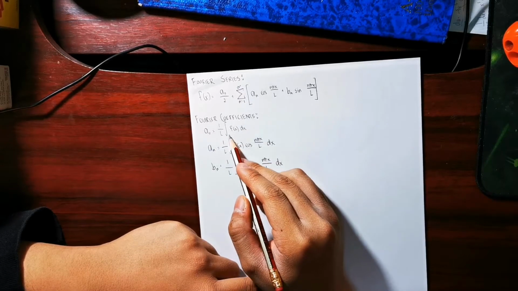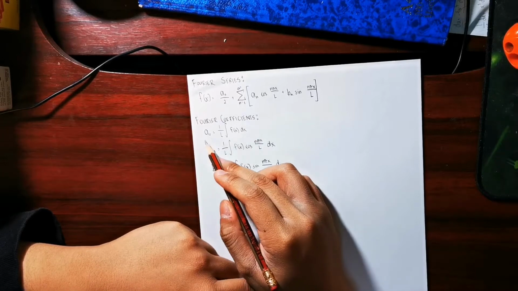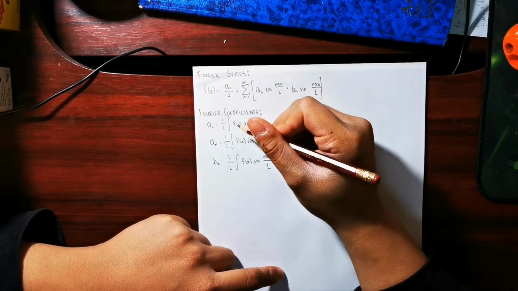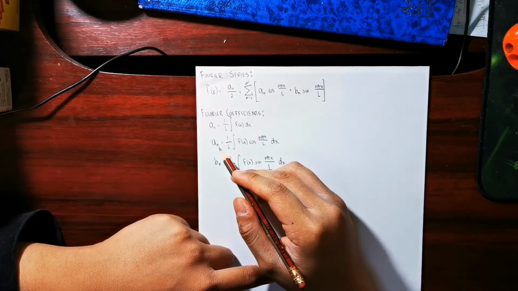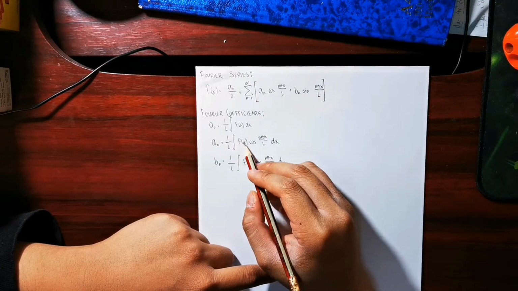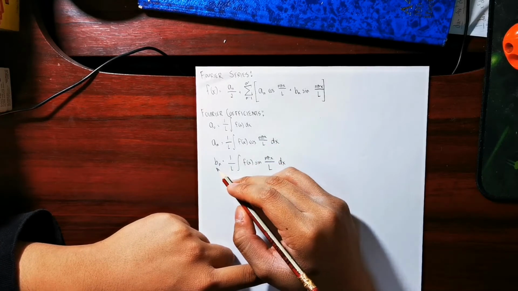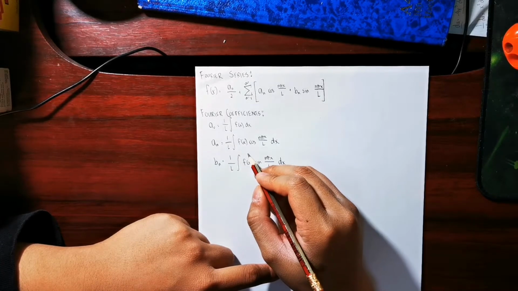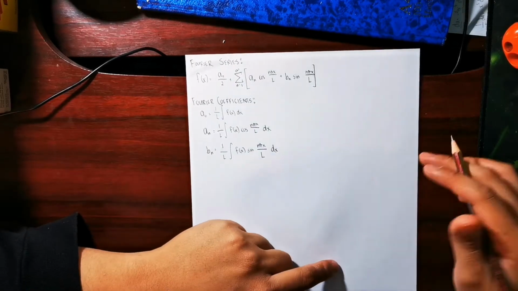Each coefficient has its own purpose and value. So we have a sub 0 is equal to 1 over L integral of f of x dx. a sub n is equal to 1 over L integral of f of x cos n pi x over L dx. And b sub n is equal to 1 over L integral of f of x sine n pi x over L dx.